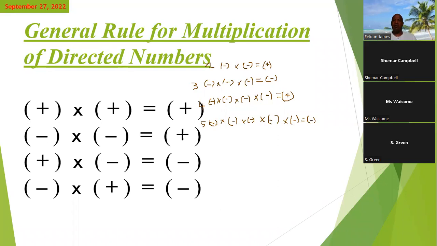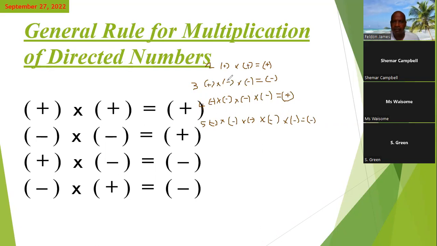Now, the question is, does this affect when you're multiplying positive numbers? Would it make a difference if the sign were positive instead of negative? Suppose you're multiplying a positive times a positive, what would you get? Positive.